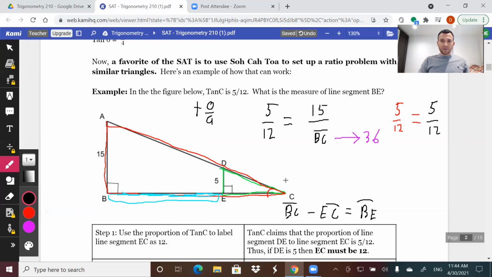So what do we have here? We have B to C is 36, E to C is 12. So when we subtract them, we're going to end up getting that B to E is 24. All that's explained below, by the way, as well.